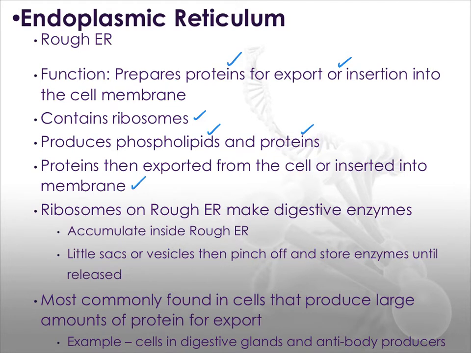Ribosomes on rough endoplasmic reticulum make digestive enzymes. That means it's going to break stuff down, and probably perform hydrolysis reactions that we talked about in the last chapter. These accumulate inside the rough endoplasmic reticulum, little sacs or vesicles. Basically little pieces of membrane then pinch off and store enzymes until released. These are most commonly found in cells that produce large amounts of protein for export, cells in the digestive tract, things like that.